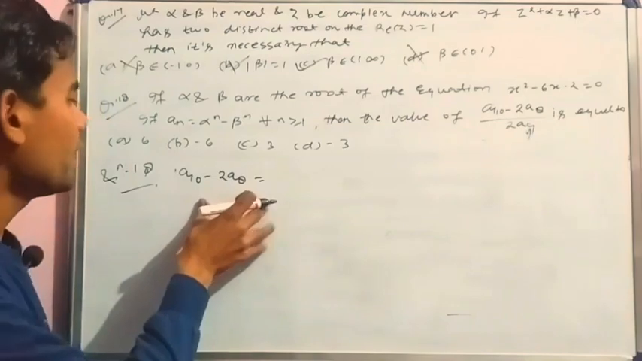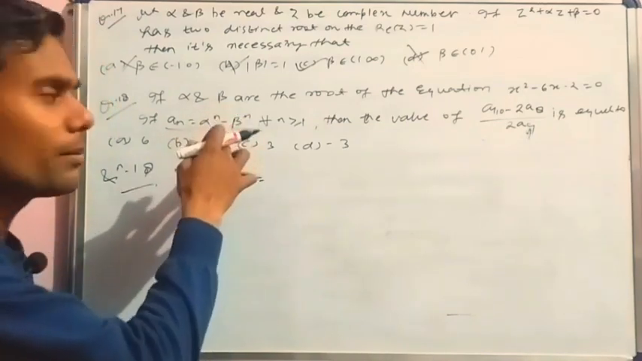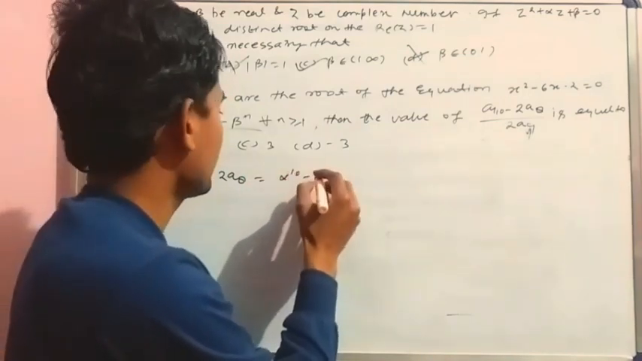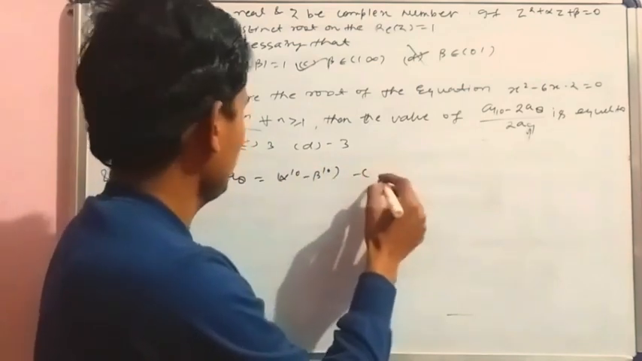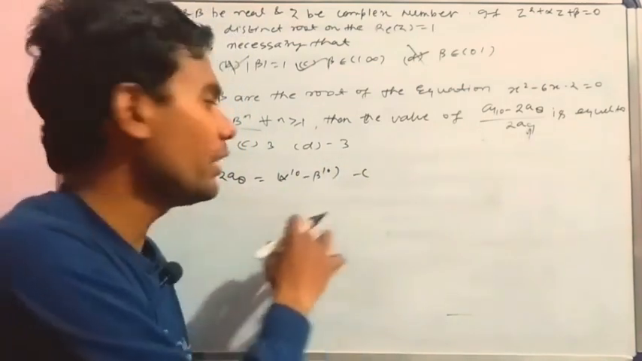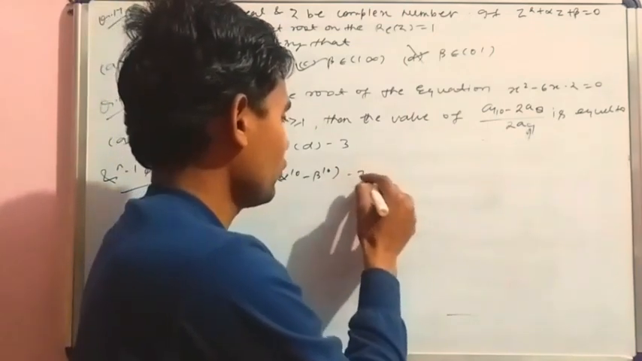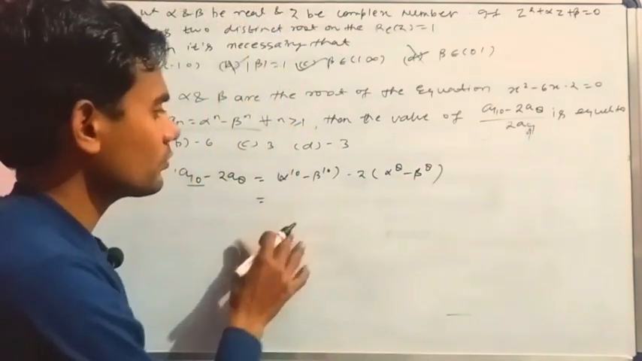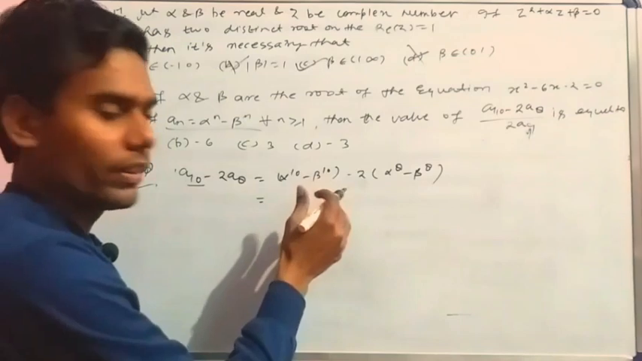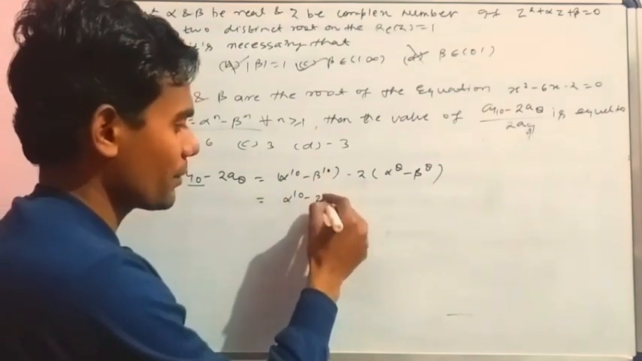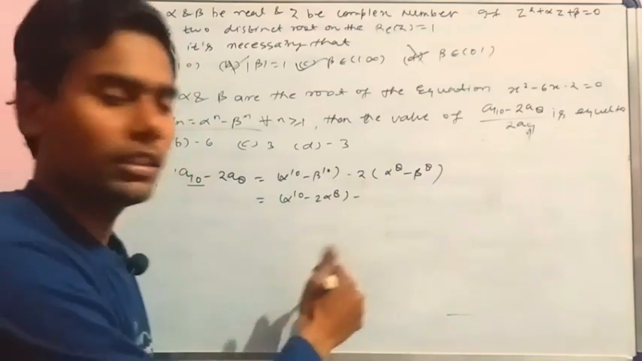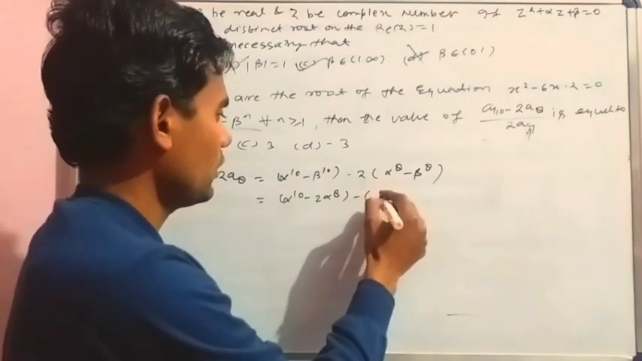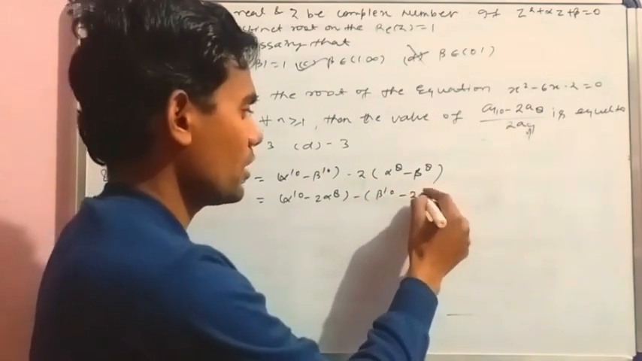So a10 minus 2a8, where a_n is equal to alpha power n minus beta power n, means a10 is alpha power 10 minus beta power 10, and minus 2a8, where n is equal to 8, is 2 times alpha power 8 minus beta power 8. So we get alpha power 10 minus 2 times alpha power 8, and minus beta power 10 plus 2 times beta power 8.